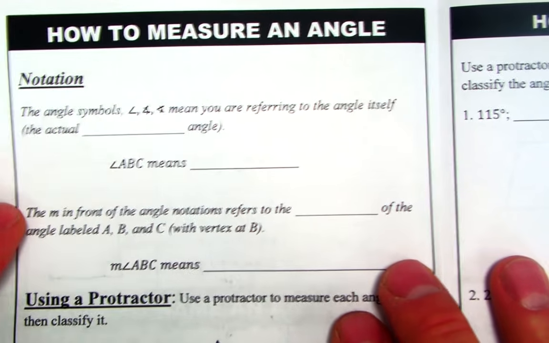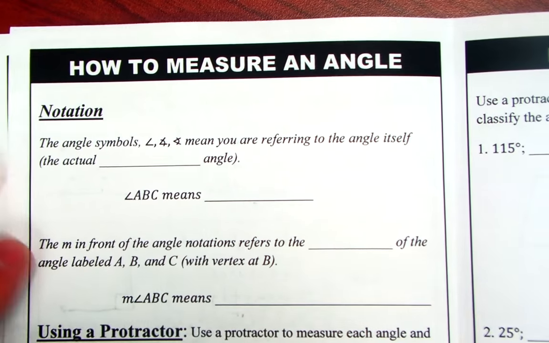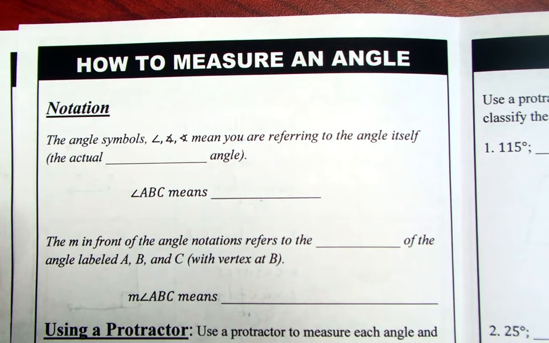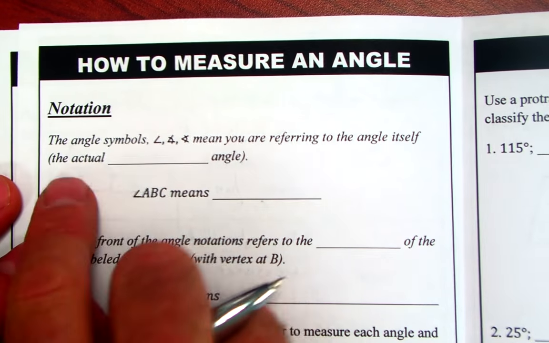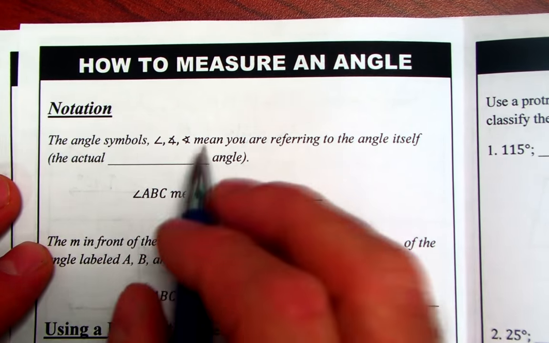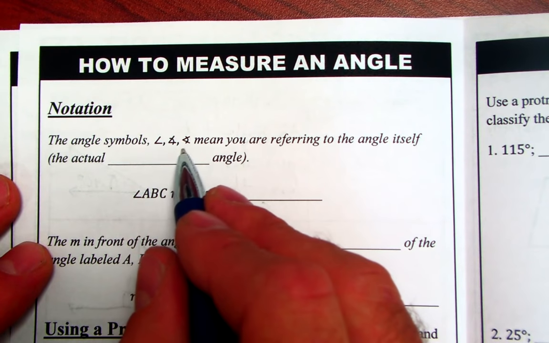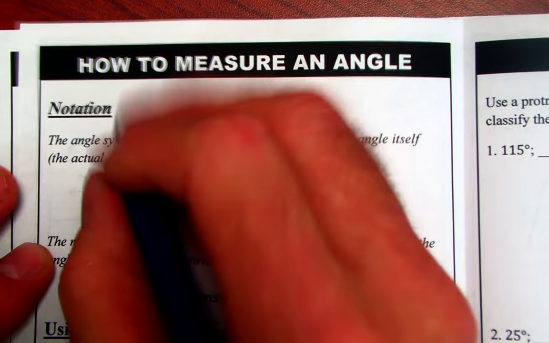All right, page 4. So we're going to measure an angle, and on this page you're going to need a protractor if you have one, but you can still follow along. We say that the angle symbols, these are the 3 common symbols, they all refer to the actual physical angle.